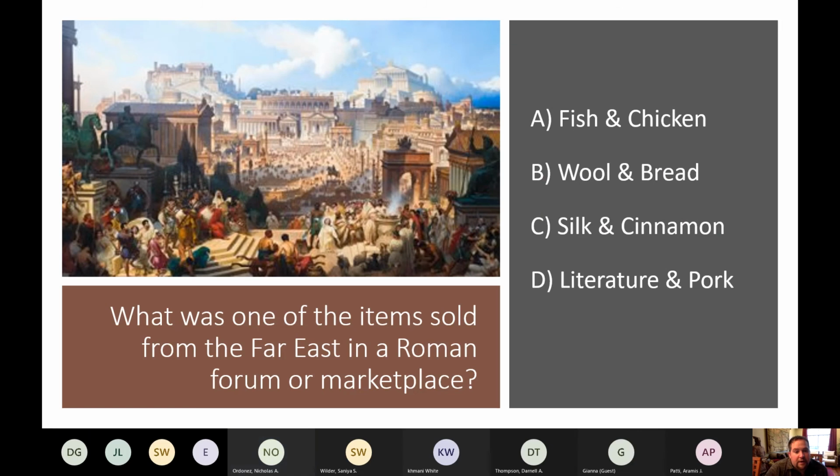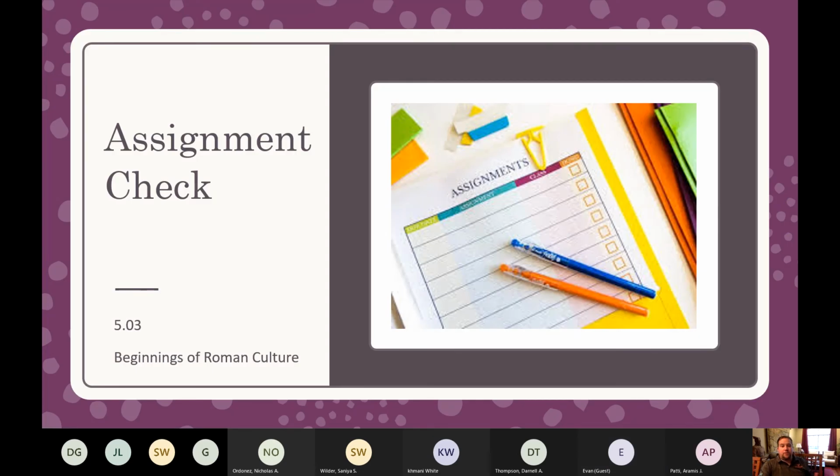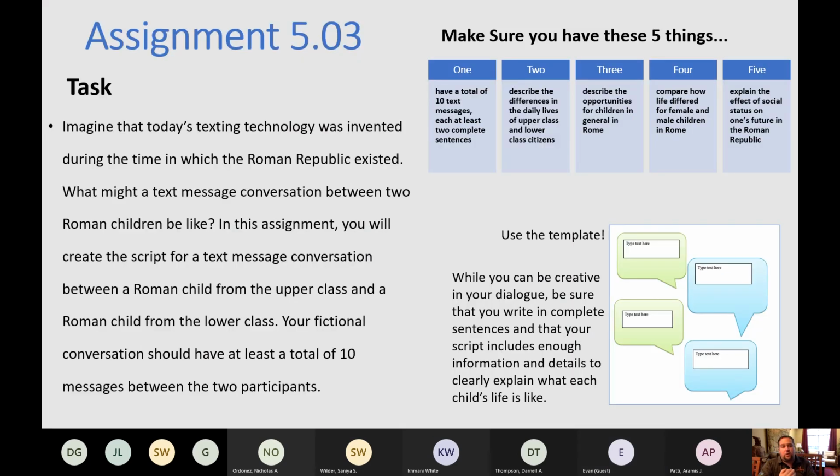Then finally here we have what was one of the items sold, I should say which pair of items would have been sold from the Far East in a Roman forum or marketplace? Would it be fish and chicken, wool and bread, silk and cinnamon, literature and pork? Evan, what do we think? C. C, silk and cinnamon. Good job.